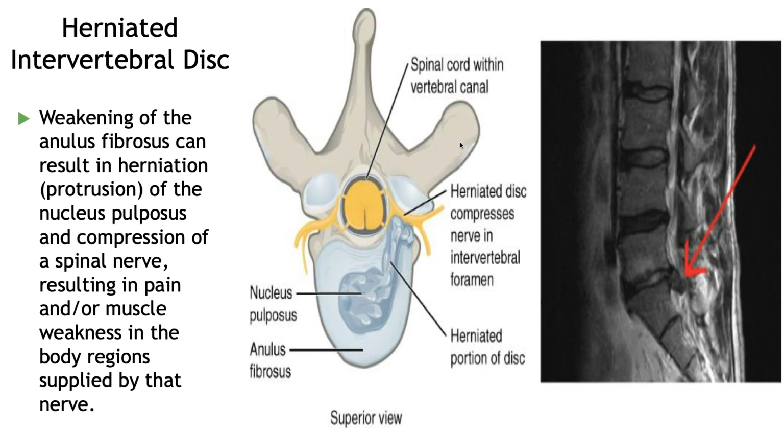You can also have a herniated intervertebral disc, which, when there is weakening of the annulus fibrosus, can result in herniation, or a protrusion of the nucleus pulposus, and compression of a spinal nerve. This results in pain and/or muscle weakness in the body regions that are supplied by that nerve.